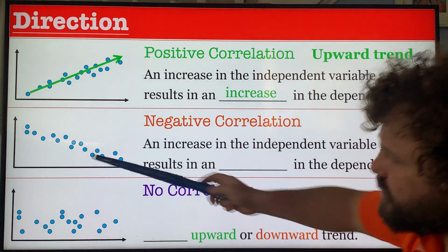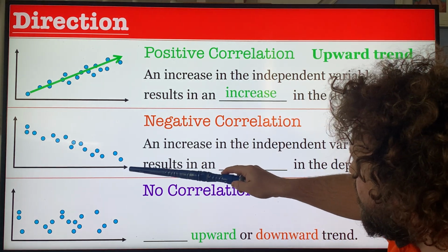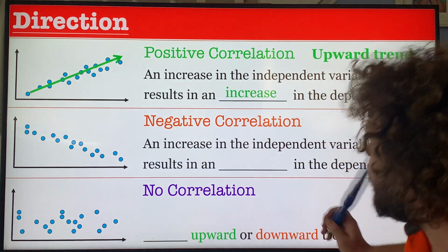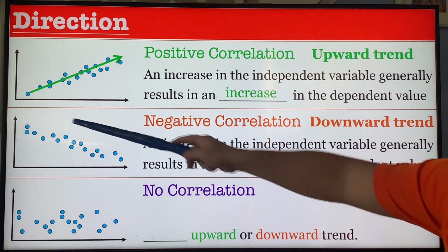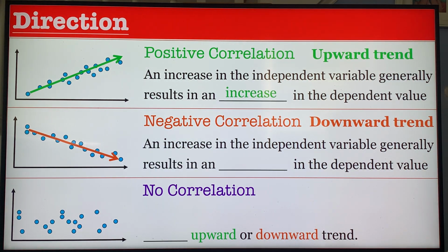Negative correlation. So what's happening to these data points as this is increasing, as the independent variable increases? The dependent variable is doing what? Is that an upward trend still? No, that's a downward trend. The graph is going down. So it results in the what of the dependent variable? Correct, the decrease in the dependent variable. Or value, sorry, value of the variable. All right?